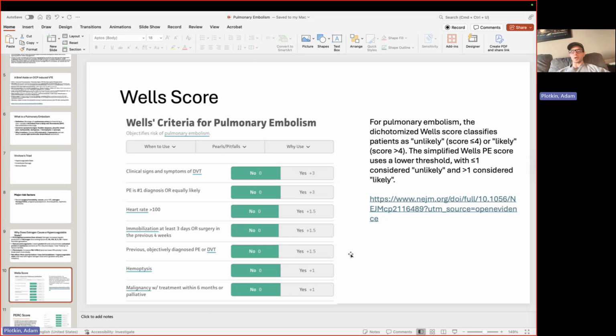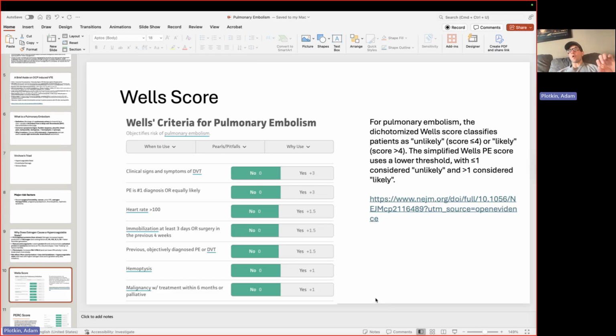And here's how we calculate the Wells score. You can just use it on MD Calc. I definitely don't think this is something you have to necessarily memorize. But if you do enough of these questions, you do enough reading, you kind of just understand, okay, these are all signs and symptoms of a PE. My clinical gestalt is pretty high right now. My vibes are saying it's a PE, right? So clinical signs and symptoms of a DVT gets you 3 points. PE being the number one diagnosis or equally likely gets you 3 points. Heart rate over 100 gets you 1.5. Immobilization or surgery gets you 1.5. Previously diagnosed PE or DVT gets you 1.5, and hemoptysis and malignancy each get you 1 respectively.